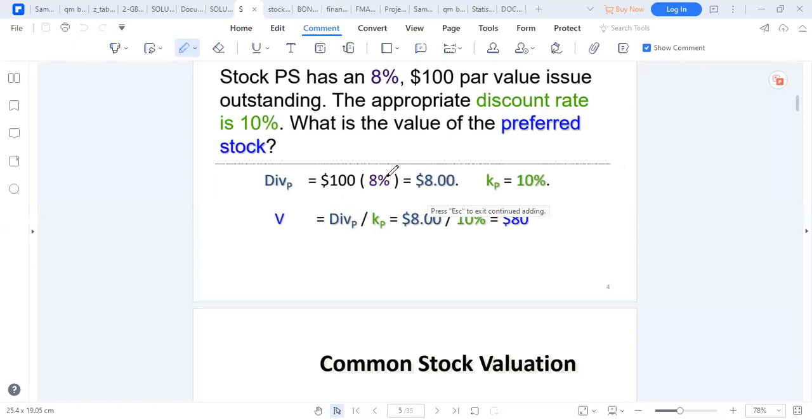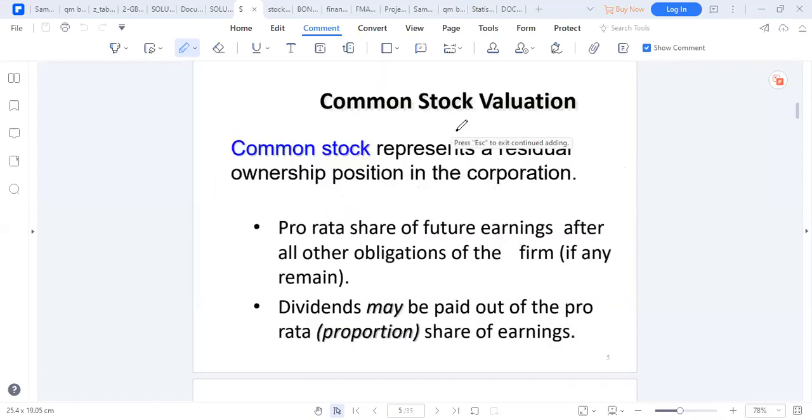Now, where the interesting position comes is when we're dealing with the common stock. The common stock represents the residue of ownership. This means that after everyone else has been paid, they now deal with the remainder. The remainder is a residue which goes to the ordinary shareholders. Any questions so far?